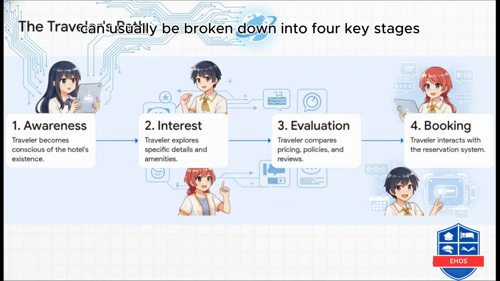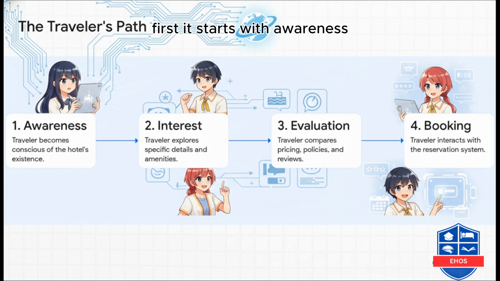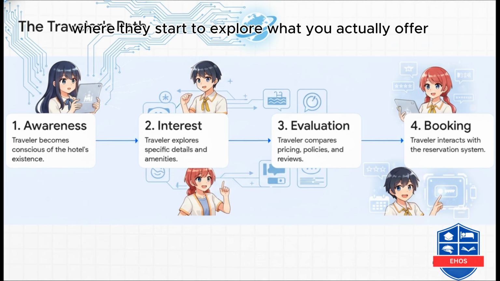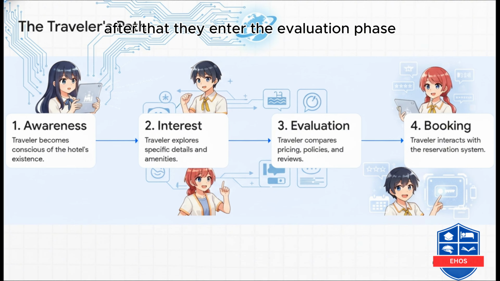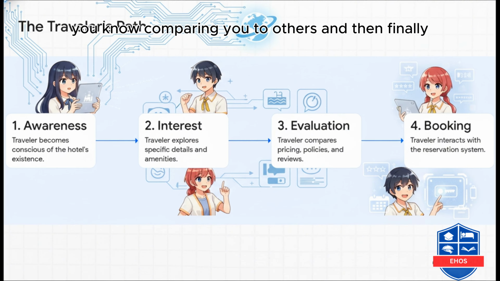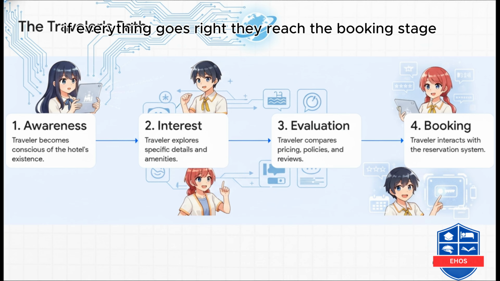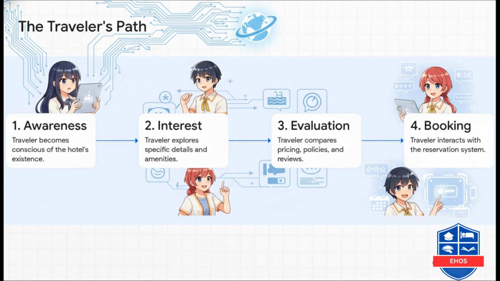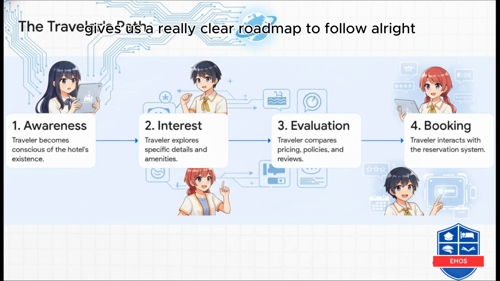The traveler's path can usually be broken down into 4 key stages. First, it starts with awareness. That's when they first even learn that your hotel exists. Then, hopefully, comes interest, where they start to explore what you actually offer. After that, they enter the evaluation phase, comparing you to others. And then, finally, if everything goes right, they reach the booking stage. This structure gives us a really clear roadmap to follow.